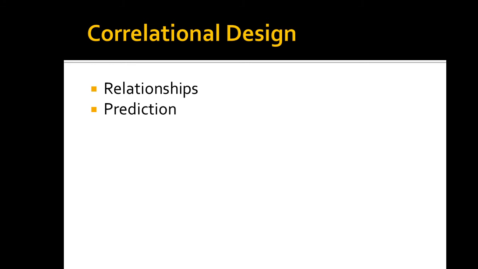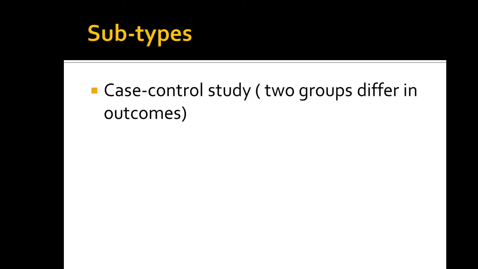Change in X proportionately changes another unit in Y. So prediction is based on that. Okay, subtypes. The very interesting one. Subtypes. One is called case control.